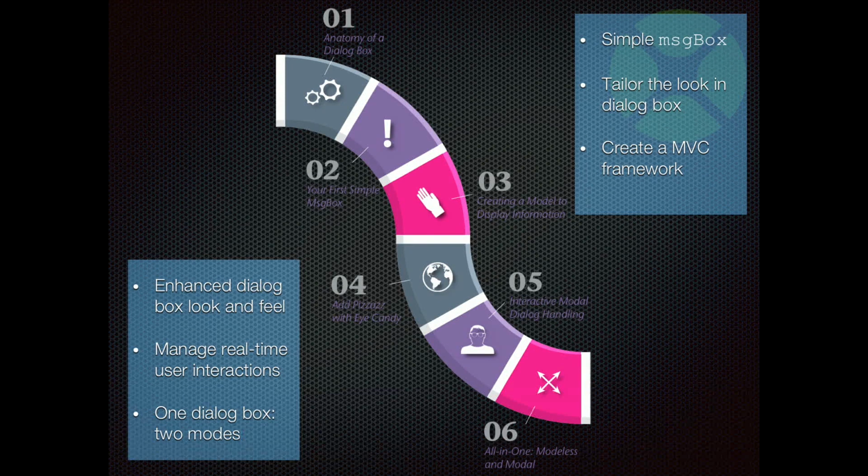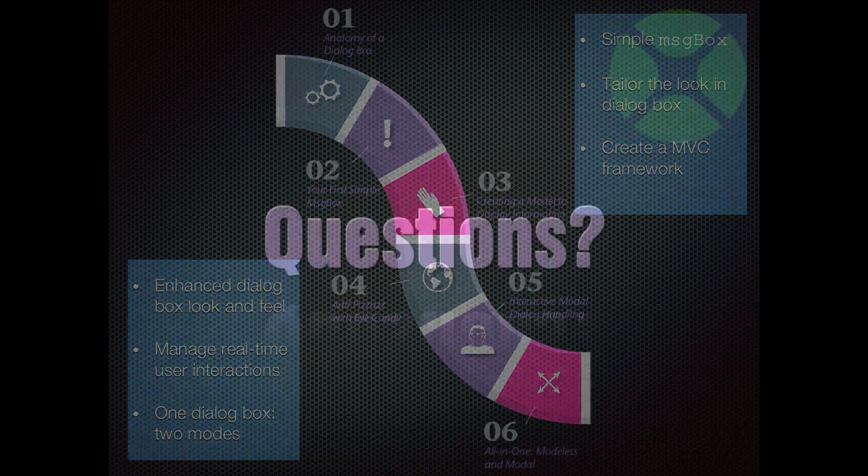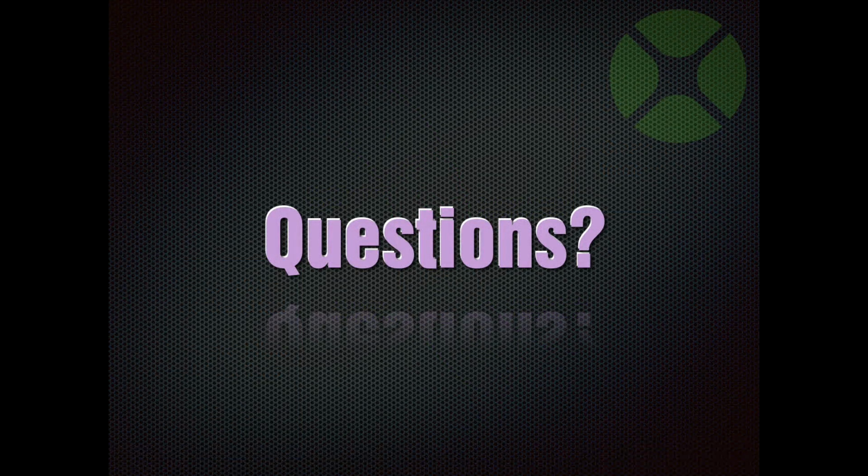So we've gone through from the simple message box through the model view controller, all the way to complicated user interactions between controls within a dialog box, three different ways of doing that. Coupled, and finally, the craziness of them all is, within one dialog box code, doing either modal or modeless. Any questions? Yes, sir.